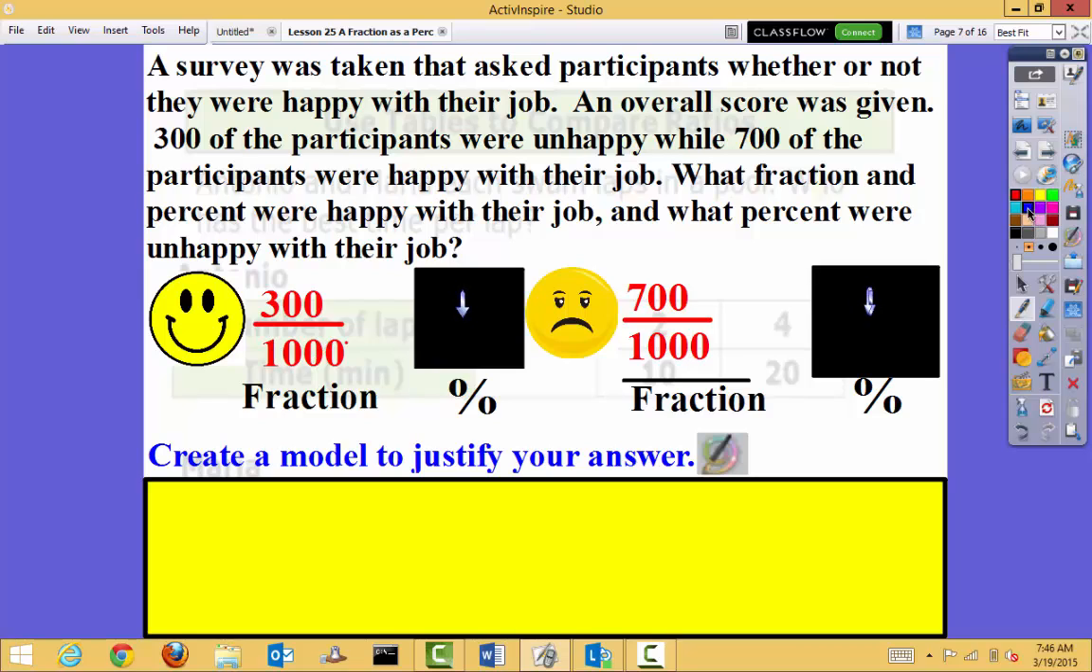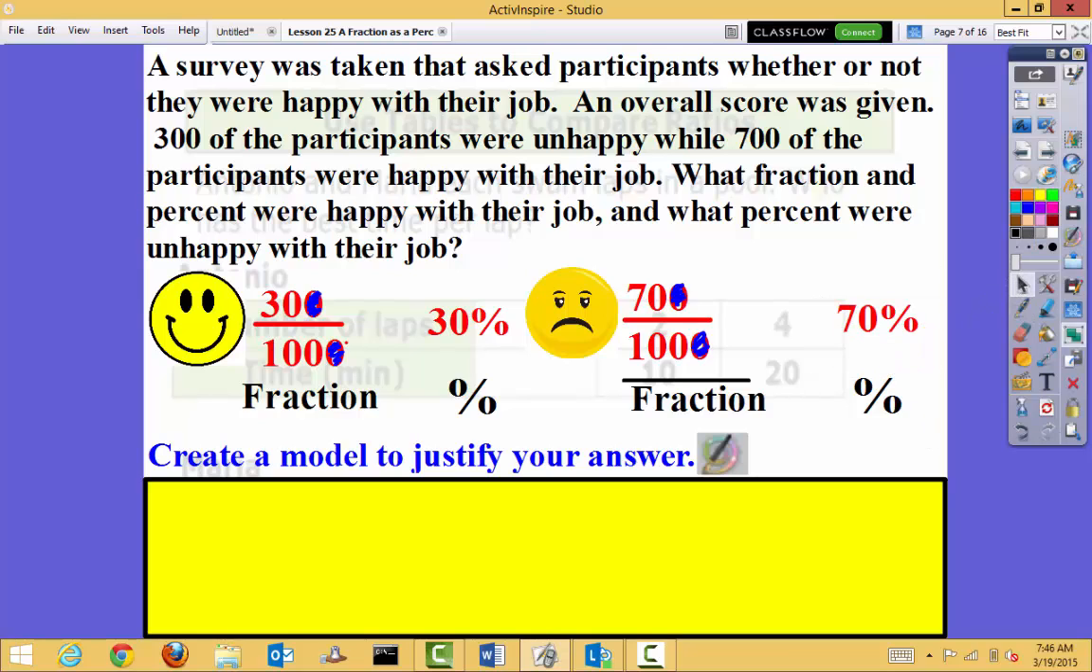So what can I do? Well, I can divide by 10. I can take off a 0 when I divide by 10. And that gives me my percent right on top, that 30%. I can do the same thing over here. Divide by 10. Divide by 10. Those zeros will cancel out. I'm left with 70%. So there's my fractions. There is my percent.